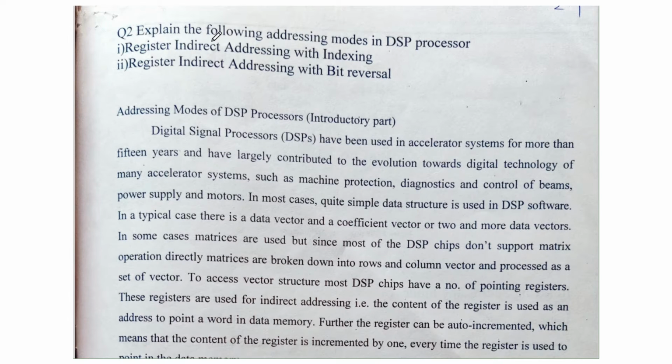Now in this discussion we will explain the following addressing modes in the DSP processor. First one is the register indirect addressing with indexing. Second one is register indirect addressing with bit reversal. These two addressing modes are not available in the normal general purpose processor. But when it comes to the DSP processor, there are two addressing modes: register indirect addressing with indexing, and register indirect addressing with bit reversal.